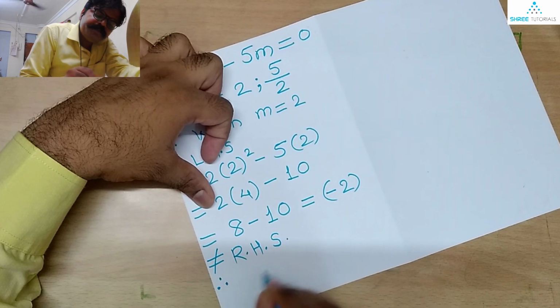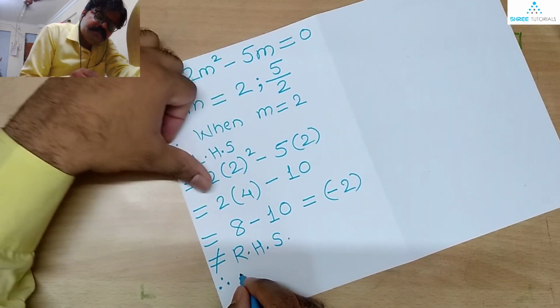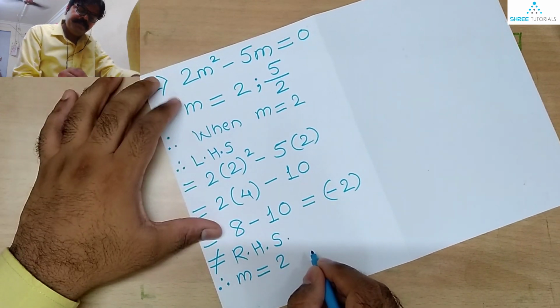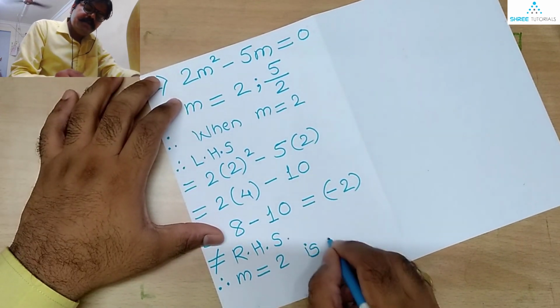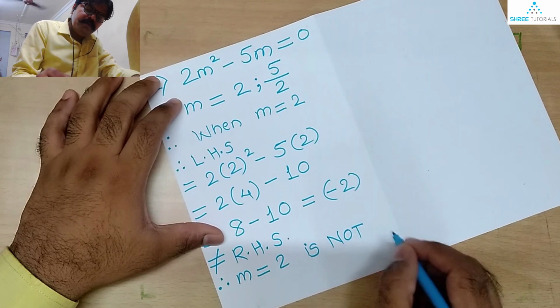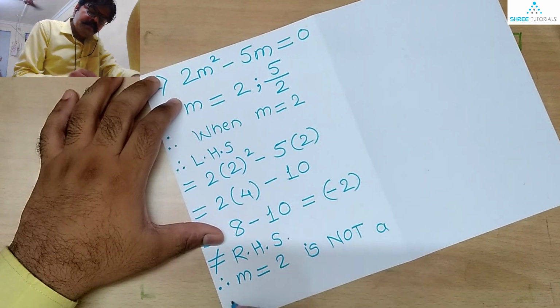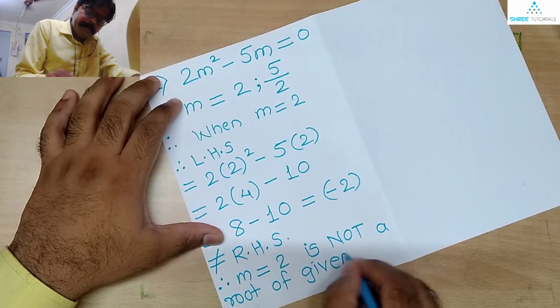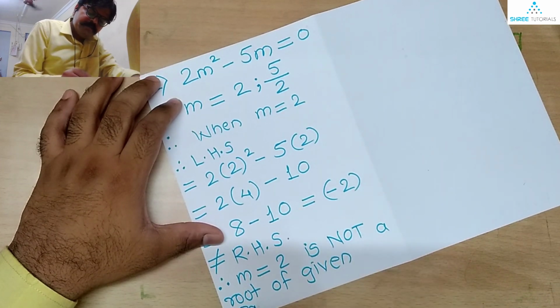Therefore m is equal to 2 is not a root of the given equation.